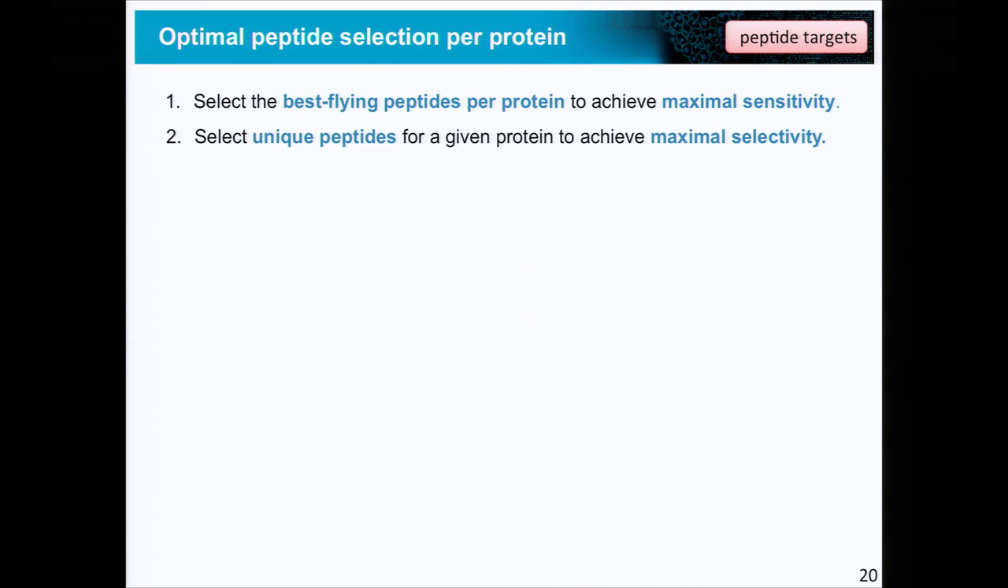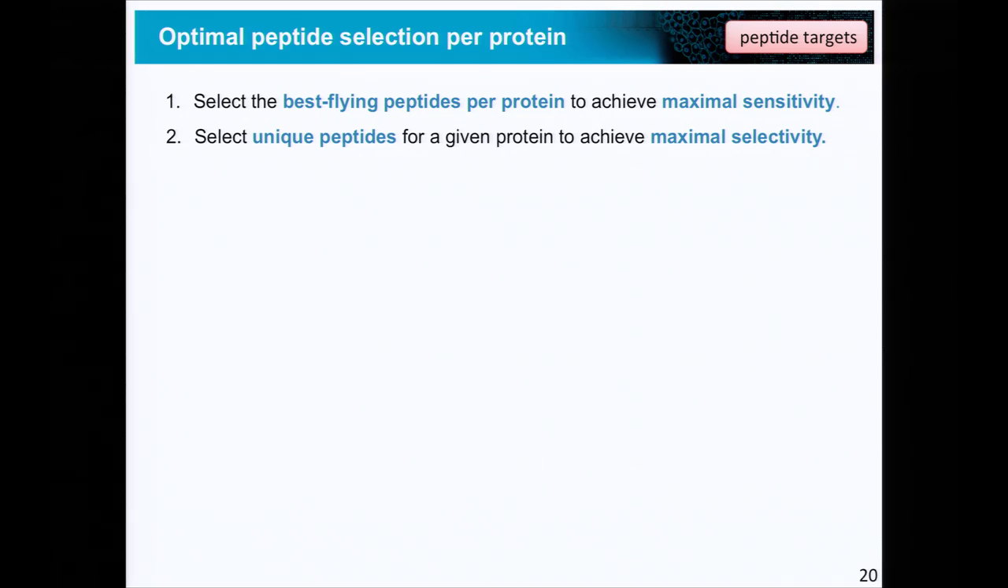And the second criteria people try to fulfill is peptide uniqueness. So try to select those peptides of your proteins that are really unique for your target proteins, that are not shared with other proteins in your sample, in order to be really selective for this one target protein.